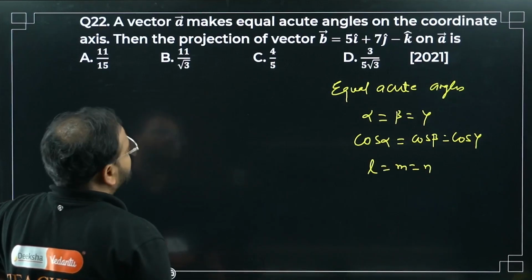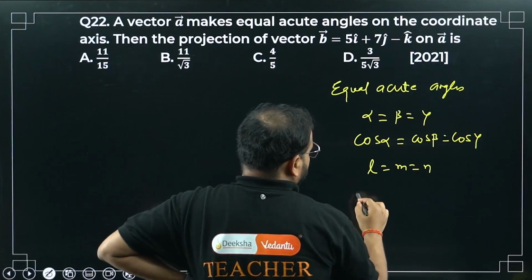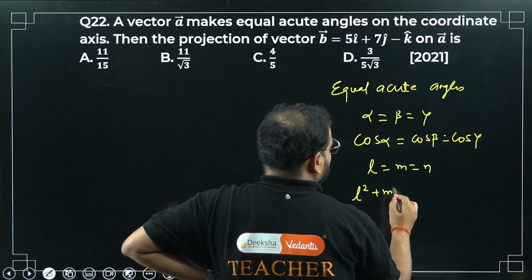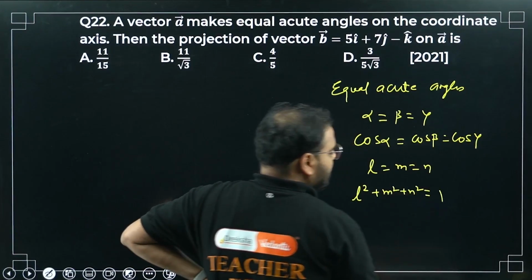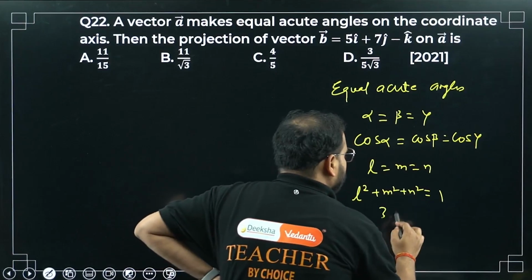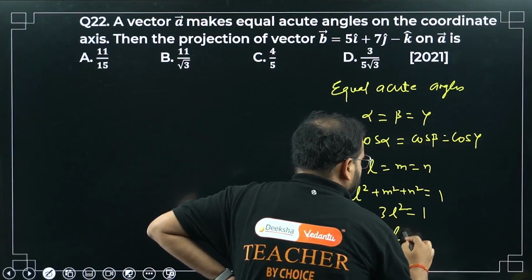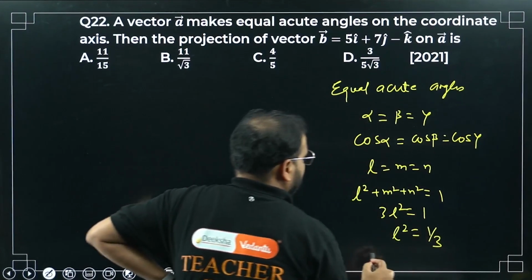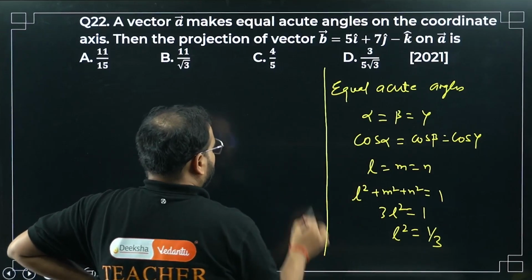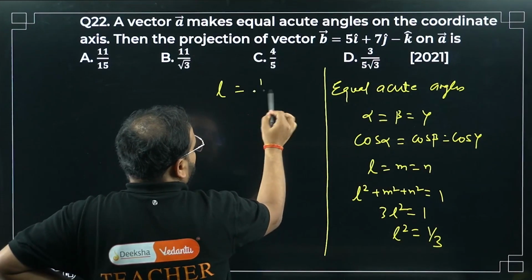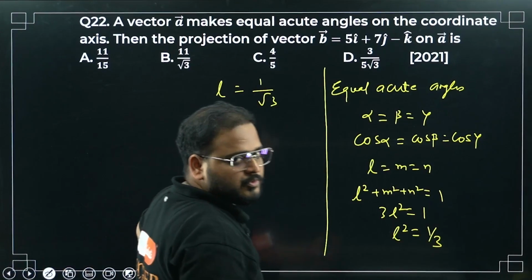Great. So if you check here, what can I write now? L square plus M square plus N square, we know that equals 1. So I can write 3L square equals 1. So L square equals 1 by 3. What do I get L as? L is simply 1 upon root 3.